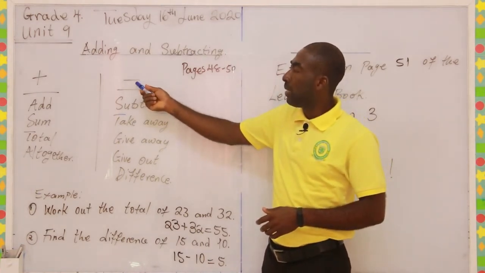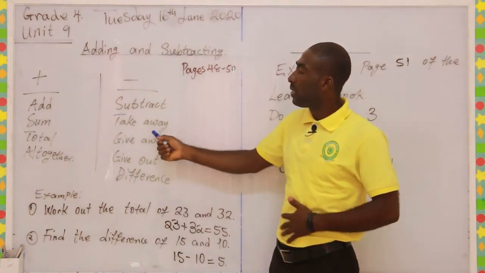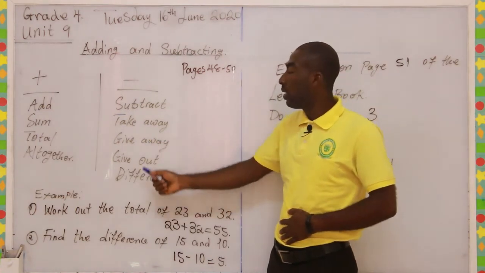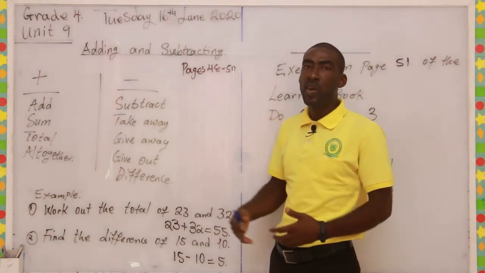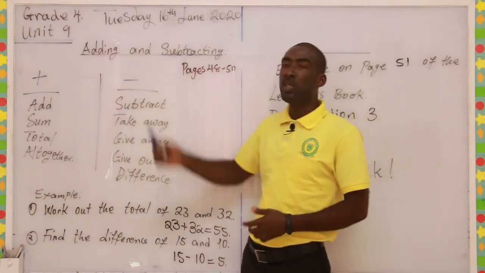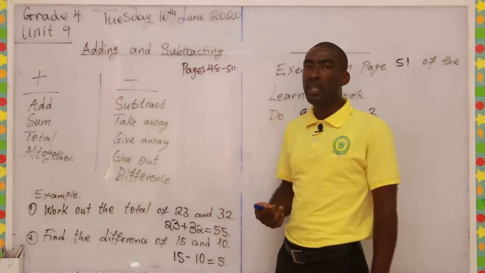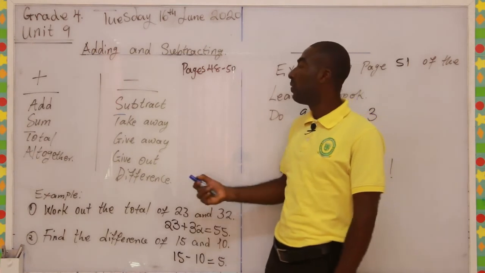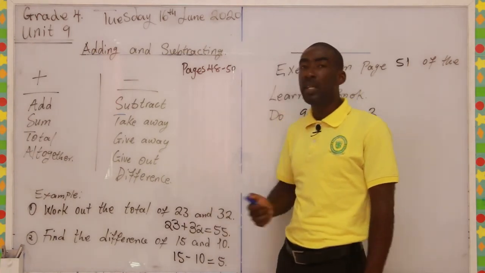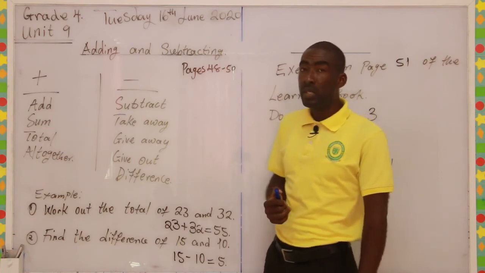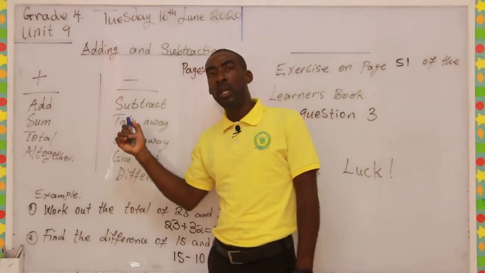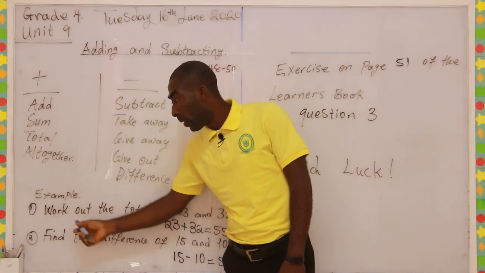For subtracting, you go with the minus sign. Subtract, take away, give out, difference. These words mean that you have to deal with the minus sign. You always have to keep these words in mind, and it becomes so easy for you to deal with equations or word problems involving add and that of subtracting.